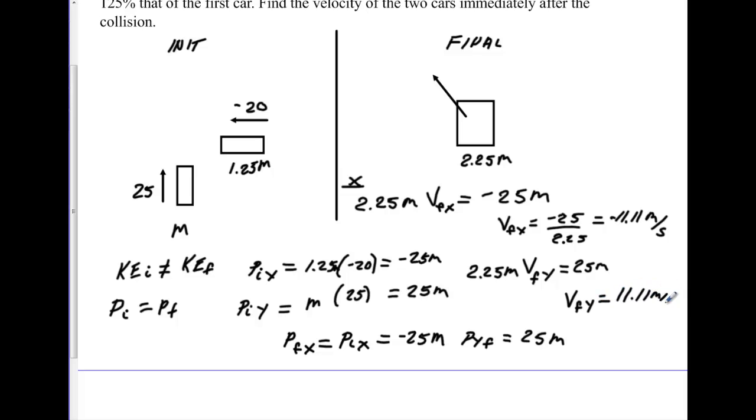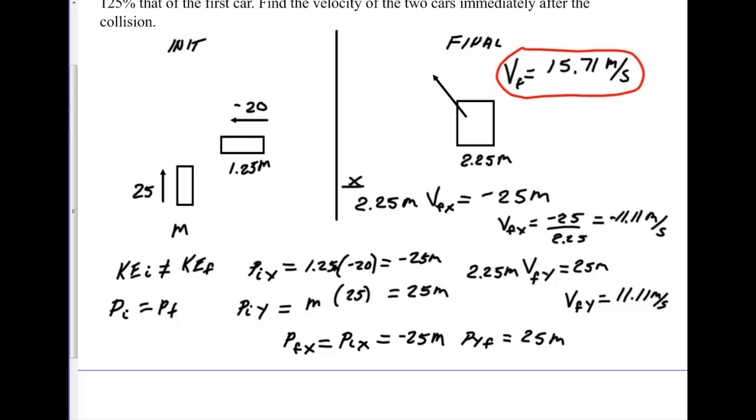So then to find V final, we just fall back to Pythagorean theorem. We're going to take this value squared plus this value squared and take the square root. That'll give us 15.71 meters a second. And now we need to get the direction. I'm going to circle this.